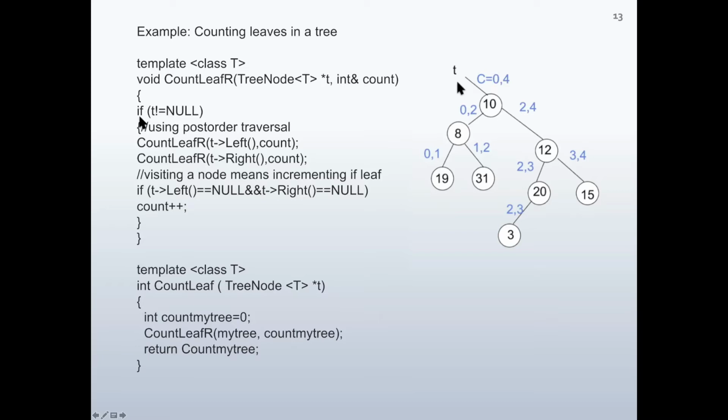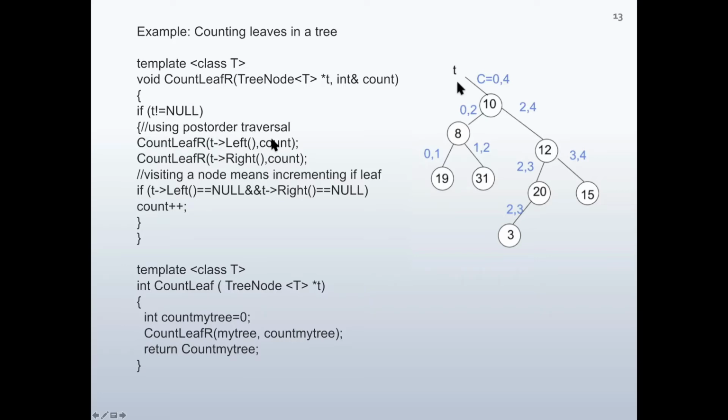If T is not null, then this part is to be executed. Otherwise, it will return directly. We are using post-order traversal, so the function countLeafR is called with the left link of the node pointed to by T, together with count. So we are visiting the left subtree, and recursively in the left subtree, further left subtrees will be traversed.